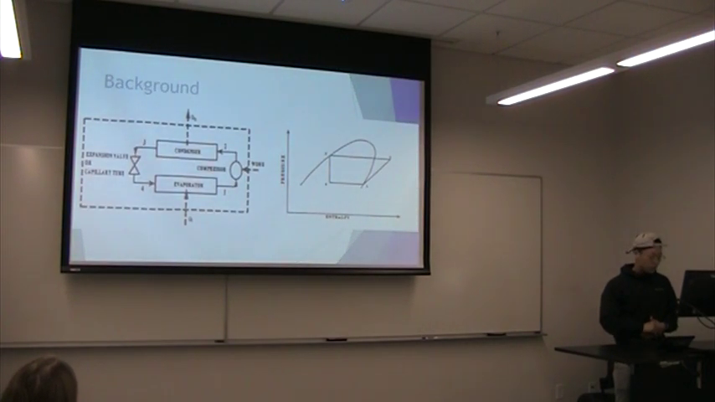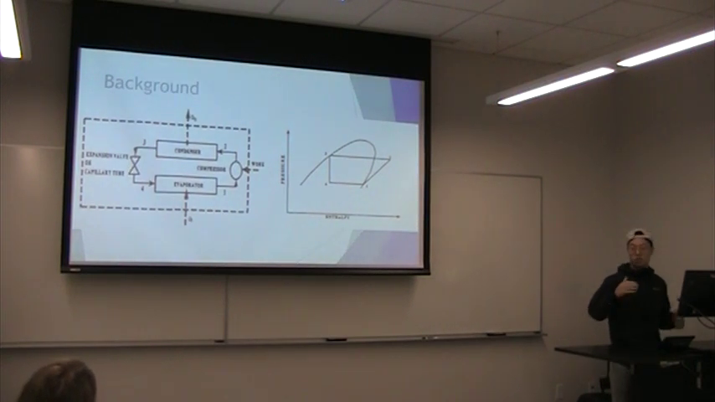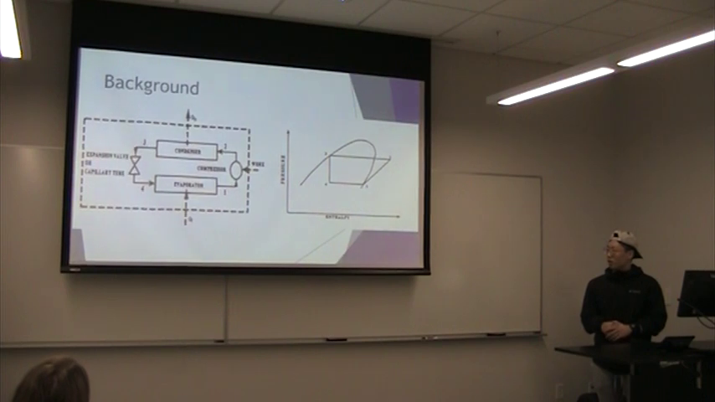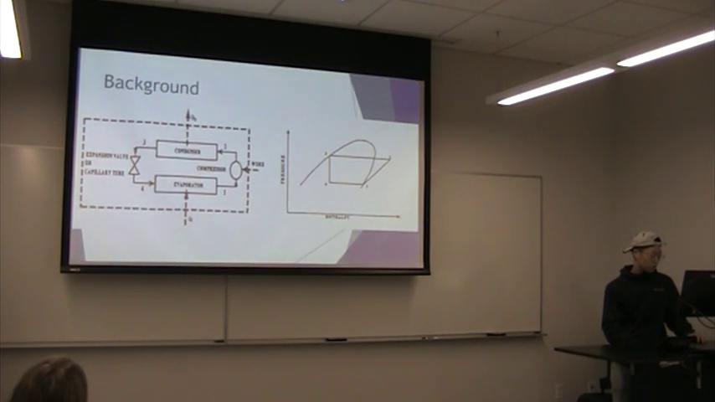Here are two pictures I'll use to explain the background of the experiment. Basically, in the picture on my right, your left, you can see that we have the system and it has four main components. We have the evaporator down here, our compressor, our condenser, then our expansion valve.